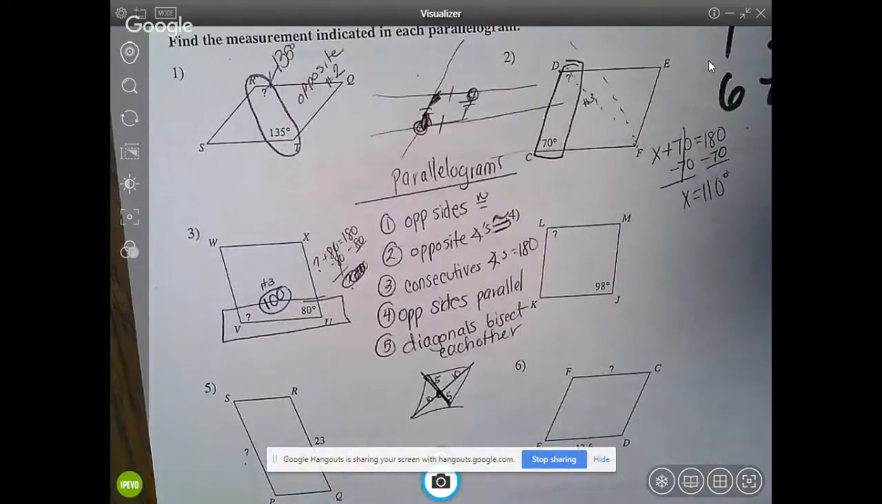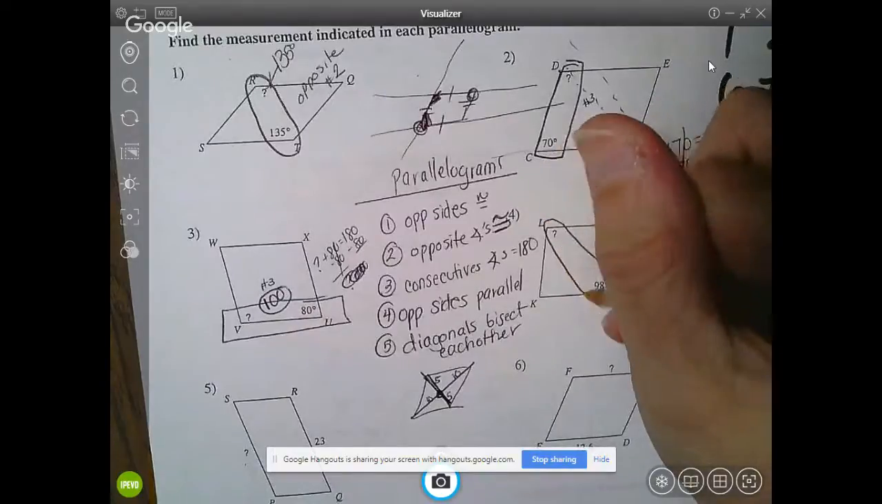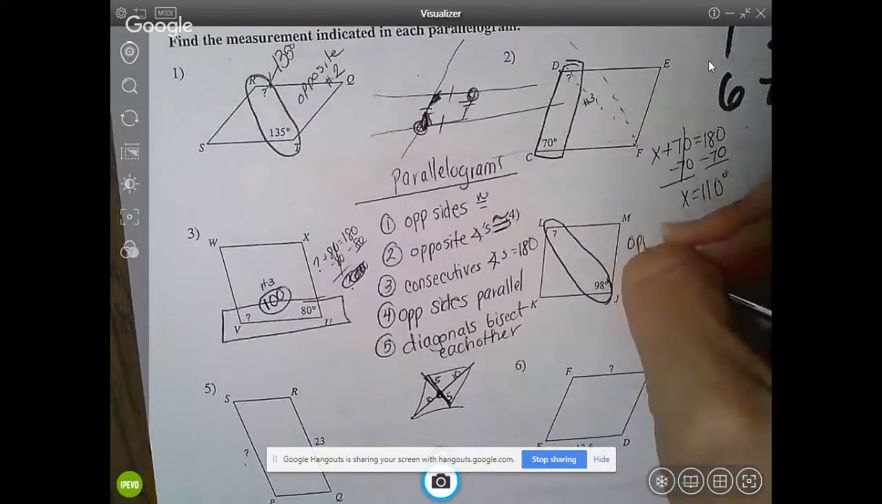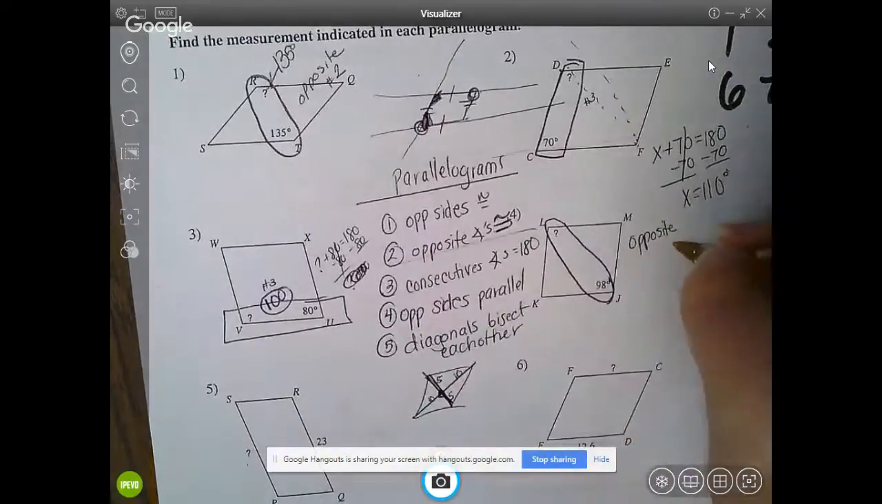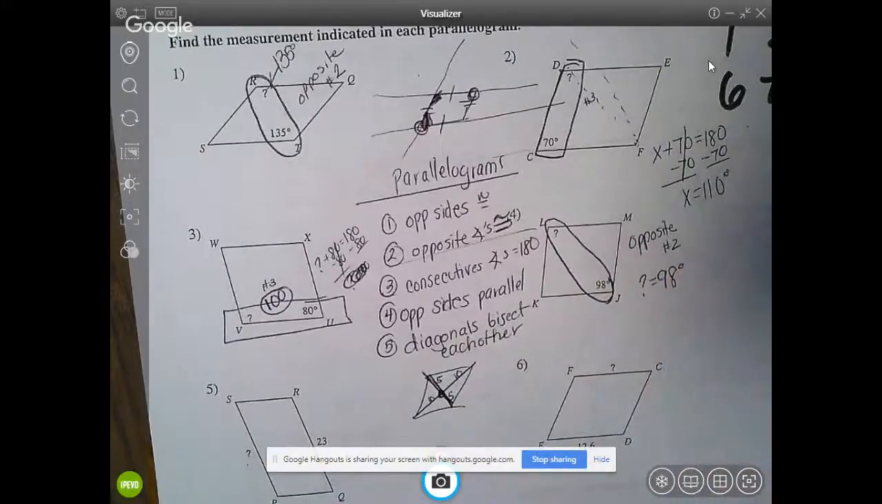Okay. So number 4, same idea. Here we'd have to walk across the park. We'd have to walk across the parallelogram park. So because we're walking across it, we know that it's opposite. Because of number 2, we know that opposite angles are equal. So our question mark equals 98 degrees.